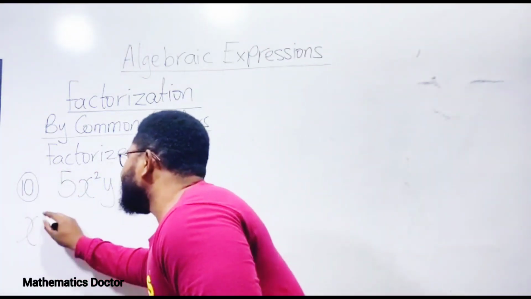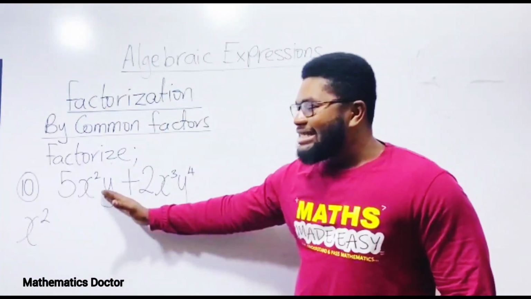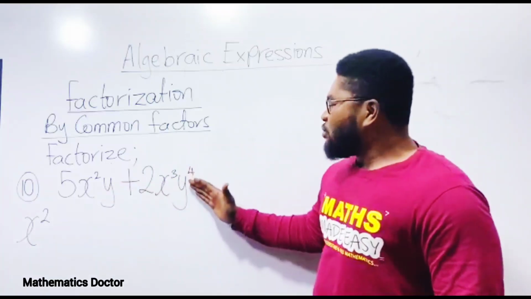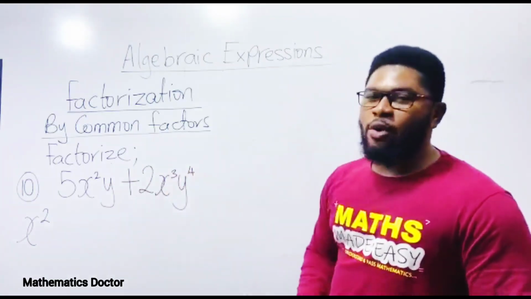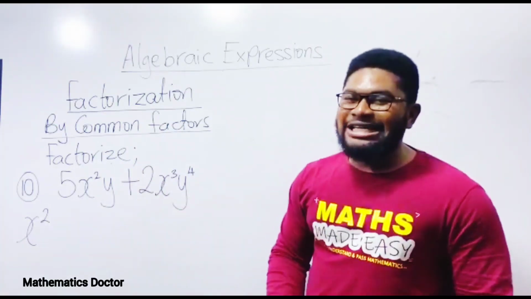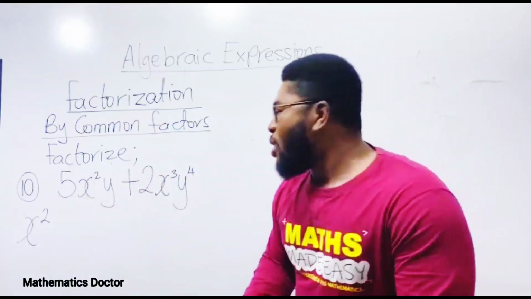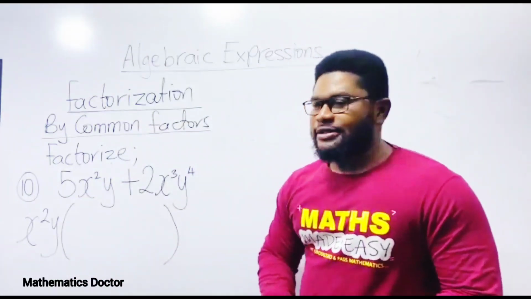So x squared. Now, considering the y, we realize that y is in the first term and y raised to the power 4 in the second term. The highest common factor for the y will be the y in the first term since y has the least power. We will factorize y out. Open and close the bracket.